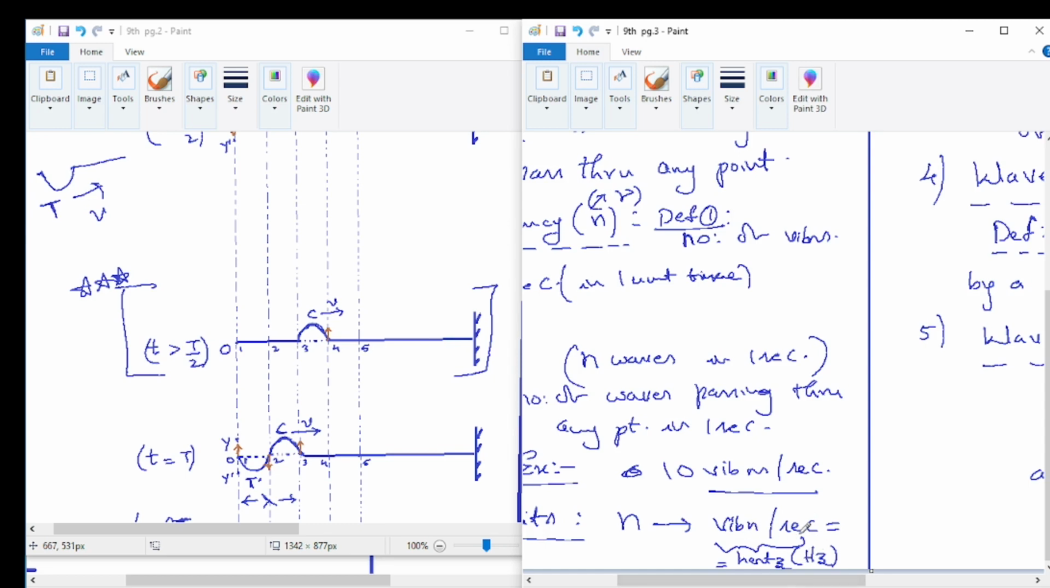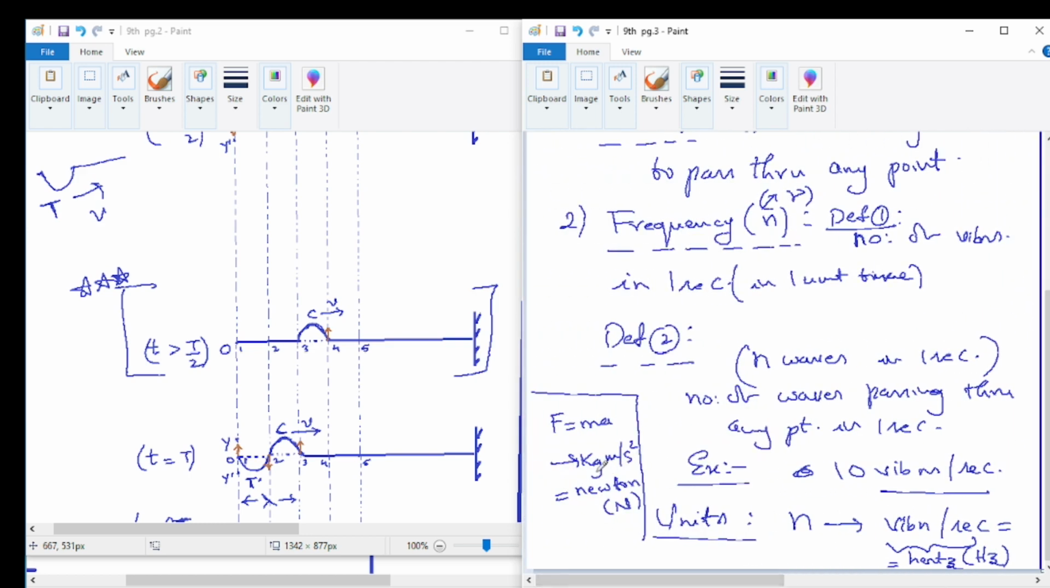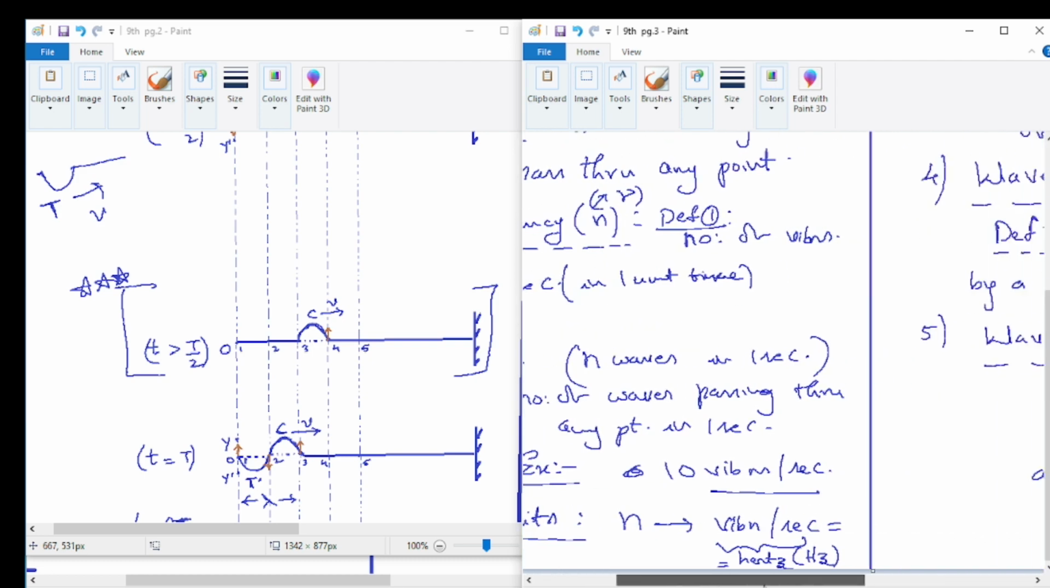So when the unit is vibration per second, then only it's called hertz. Vibration per minute is not hertz. It's not given any name because it's less useful. Because it's widely used, it's given a single word name, just as the widely used unit of force, kilograms meters per second square, is given a simple single word name, Newton.